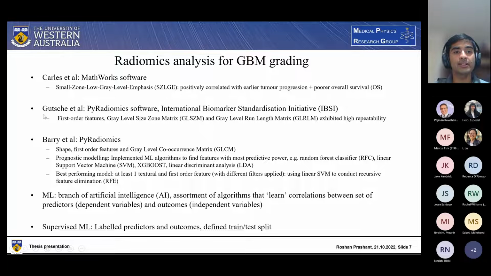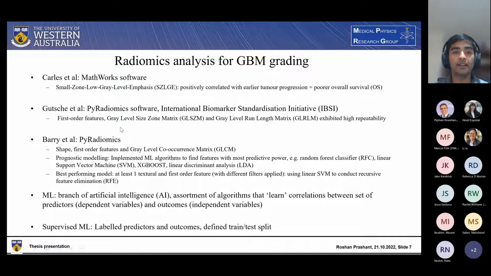One such study was done by Guche et al. using the PyRadiomics software, which was also implemented in this study. And the PyRadiomics software is based on the IBSI guidelines. This study found that the first-order radiomics features, GLS-ZM and GLR-LM features exhibited a high repeatability.